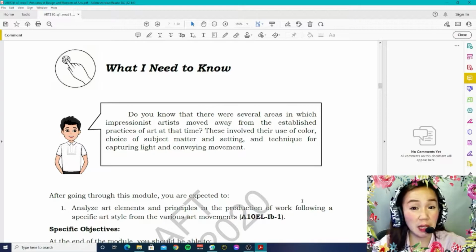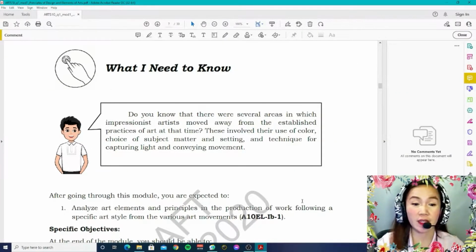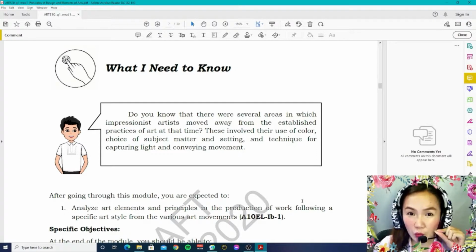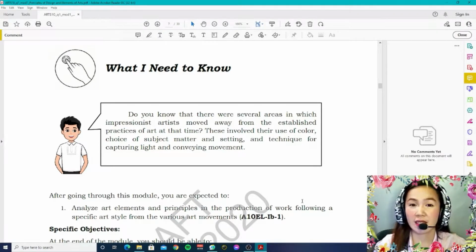Bago sila kung paano magpinta. Okay? Hindi na sila indoor, lumalabas na sila. They start drawing or painting outdoors. Okay? Impressionist artists moved away from the established practices of art that time. Kumbaga nabago yung the way sila magpinta. Okay? Nag-break away sila dun sa traditional way of painting. Okay? So, dito sa lesson na ito, matututo kayo kung paano kayo mag-assess. Ano ba yung dapat nyong tingnan o hanapin sa isang pinta o sa isang painting.